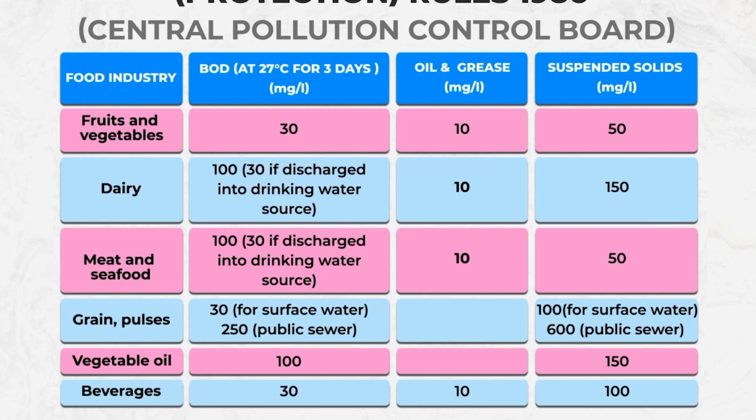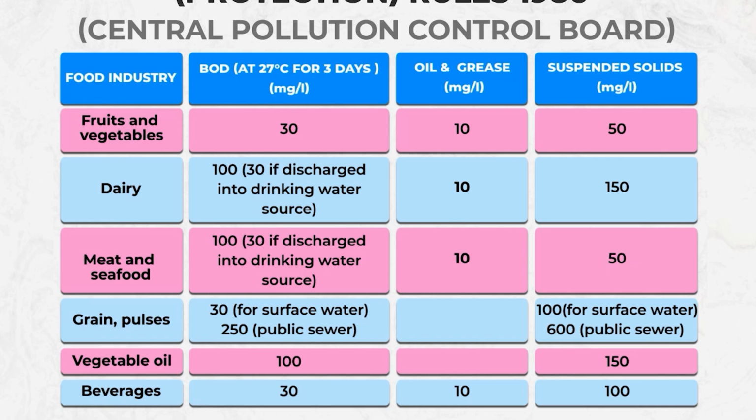If you see the wastewater from the dairy, meat and seafood area, then the BOD level should be maximum 100 ppm if it is discharged into the surface water, into the public sphere. If it is meant for discharging into drinking water sources, then the maximum permissible limit is much lower, only 30 ppm is allowed, for both the dairy and the meat or seafood section.